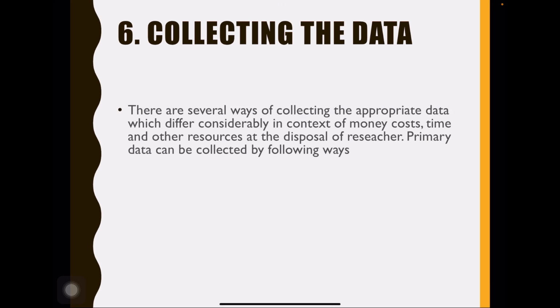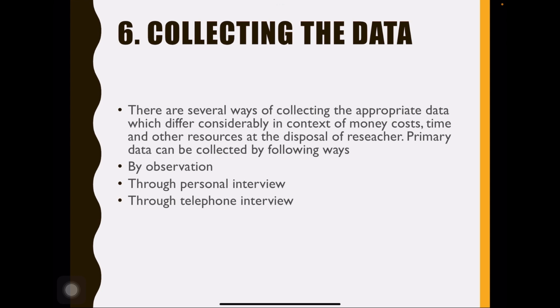Number 6. Collecting the data. There are several ways of collecting the appropriate data, which differ considerably in terms of money, cost, time, and other resources at the disposal of researchers. Primary data can be collected in the following ways: by observation, through personal interview, through telephone interview, by mailing of questionnaires, through schedules.